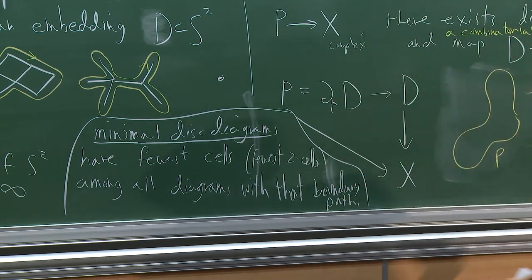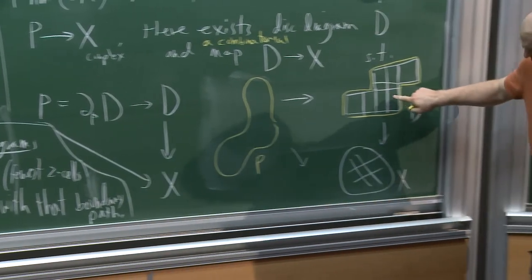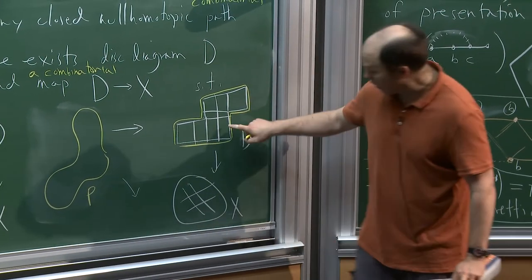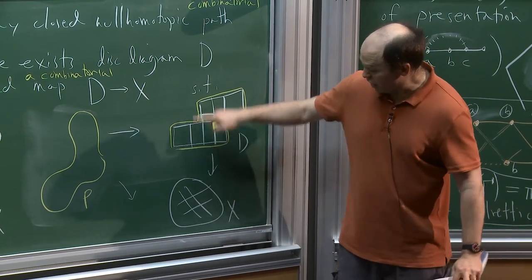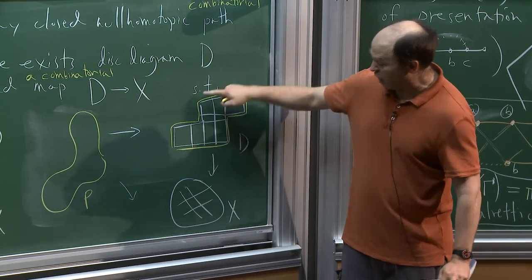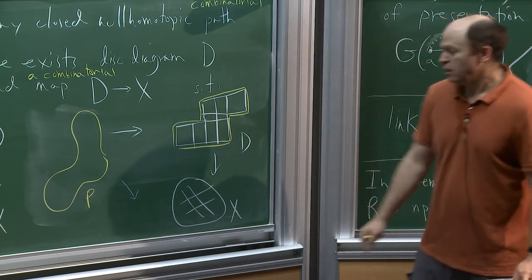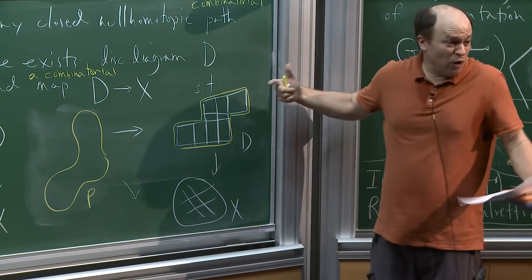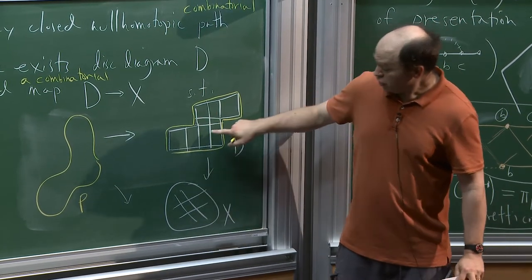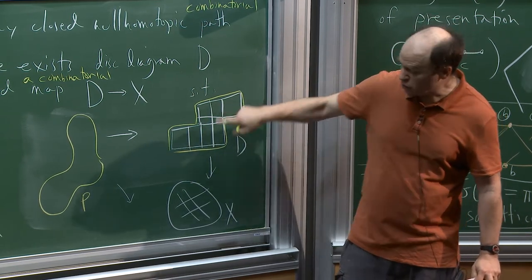So the combinatorial group theorists view this disk diagram as the proof that P is null homotopic. You can actually think of it as encoding the path P as the product of conjugates of relators, if you're thinking about a group presentation, if you've seen this before. And we like short proofs, so we prefer to find a minimal size disk diagram that shows you that it's null homotopic.